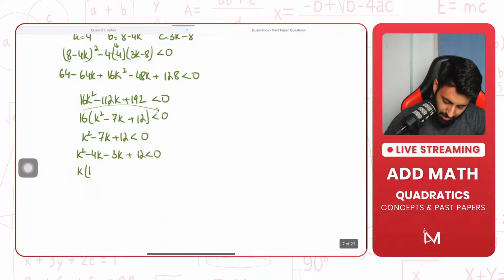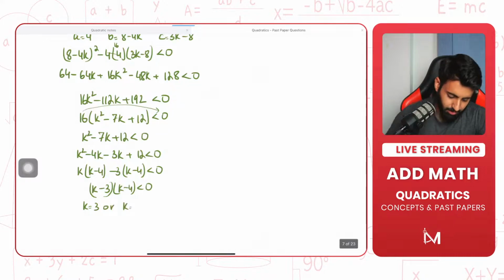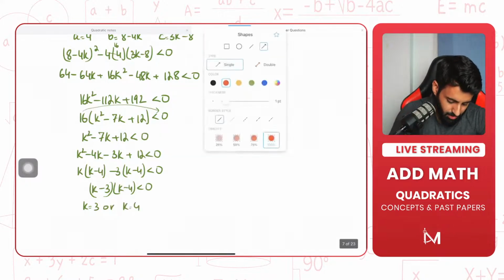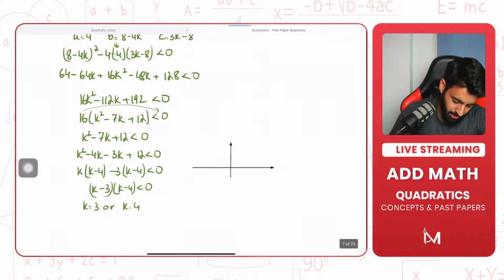So we have k into (k minus 4) minus 3 into (k minus 4) is less than 0. So (k minus 3) into (k minus 4) is less than 0. That means k equals 3 or k equals 4. But remember, our job was not to solve a quadratic equation. Our job was to solve a quadratic inequality.